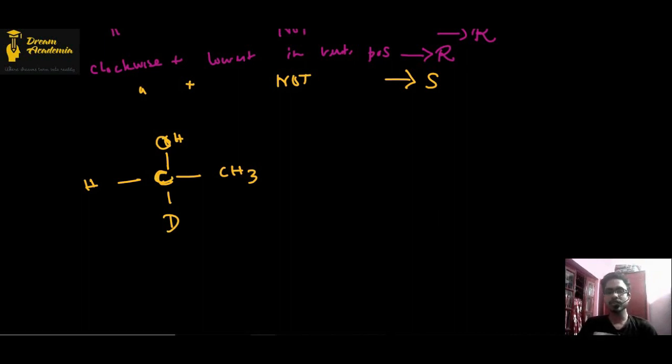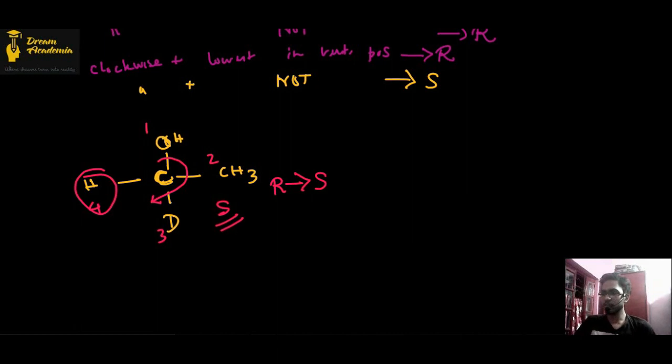Okay, so which has the most mass number among hydrogen and deuterium? Of course it's deuterium. So this numbering will go like this: 1, 2, 3 and 4. As we can see here, it is in the clockwise direction, but this lowest priority group is not in the vertical downward position. So from R it changes to S, and the final configuration becomes S.